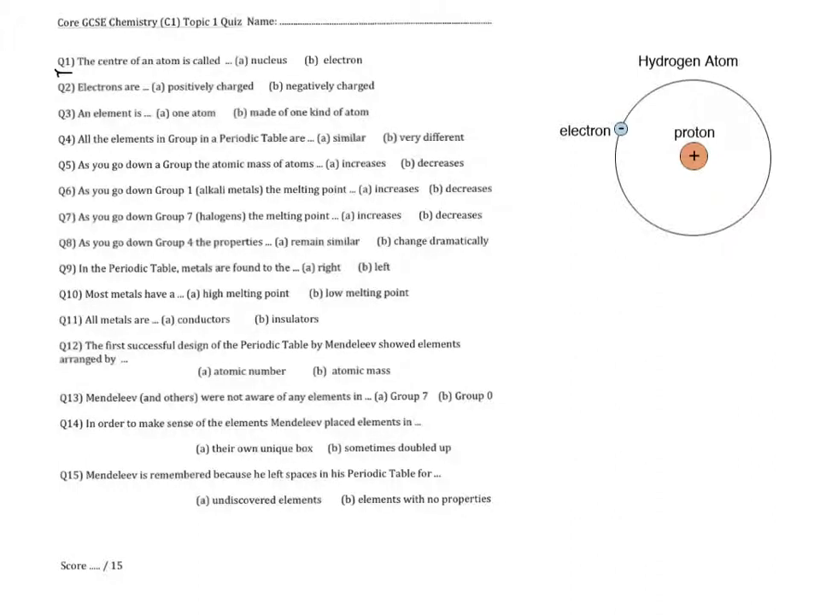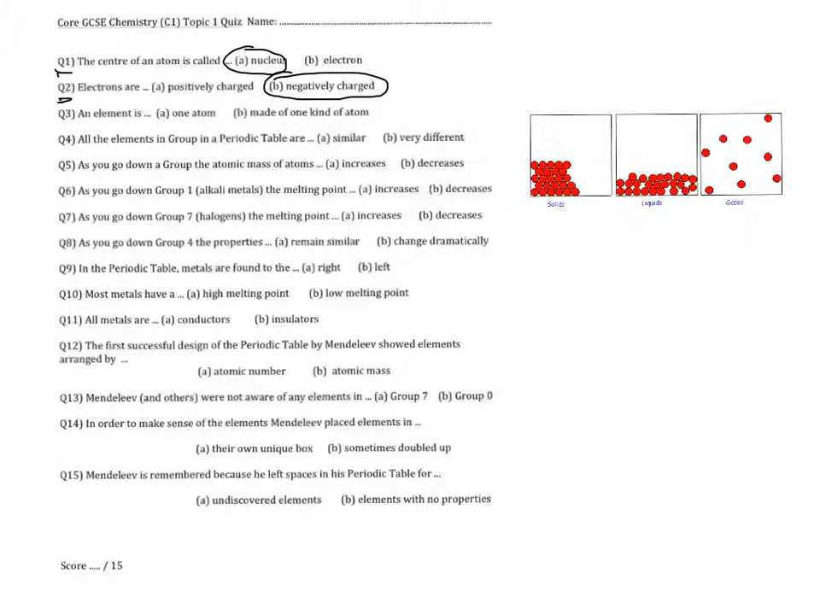Number one, the center of the atom is called the nucleus. Number two, electrons are negatively charged. Number three, elements, solid, liquid or gas, are made from one kind of atom.